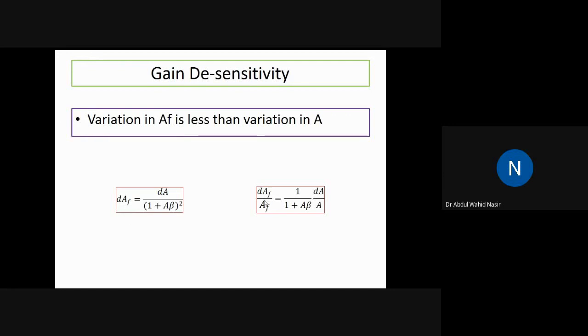So ultimately, you will have dAF by AF equal to 1 by 1 plus Aβ, dA by A. So we can see that for this change of dA by A, the change in AF is only changed by a factor of 1 by 1 plus Aβ, which is comparatively less than dA by A. Therefore, we can conclude that variation in AF is less than variation in A. That's the first benefit of the negative feedback structure.